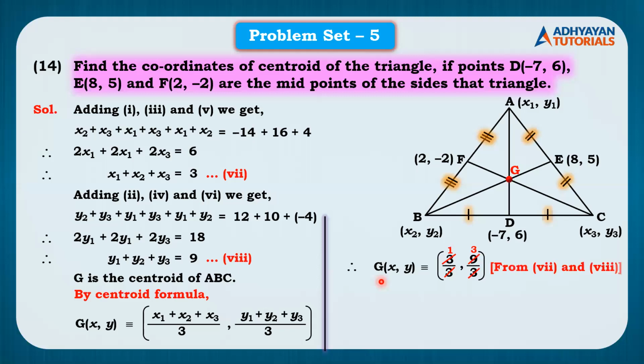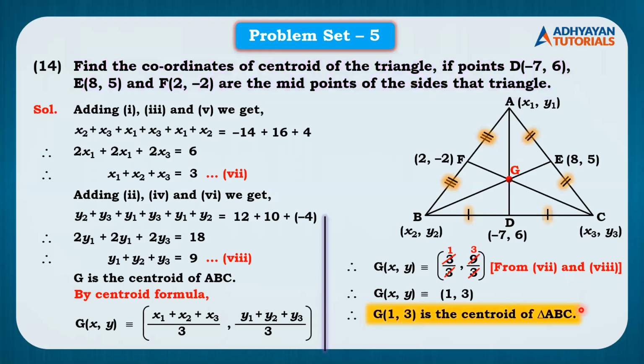So coordinates of centroid G(x, y), we have got it as 1, 3. Did you understand? And ये values 3 और 9 कहाँ से मिले? From equation 7 and 8. So question में पूछा था find the coordinates of the centroid of the triangle. So coordinates of centroid we have found it as 1, 3. I hope all of you have understood this. So G(1, 3) is the centroid of triangle ABC. This will be the final statement because G centroid हमने assume किया था.